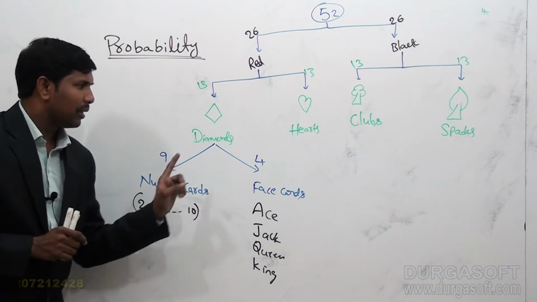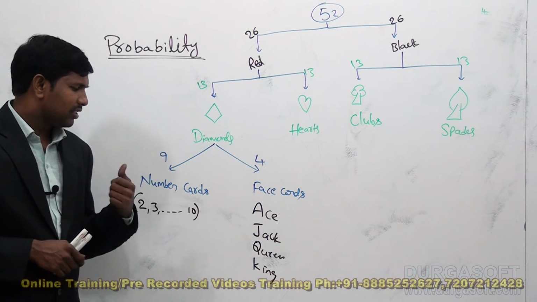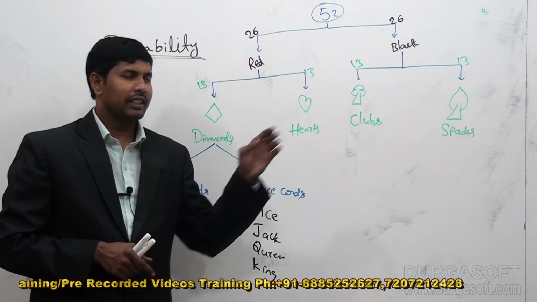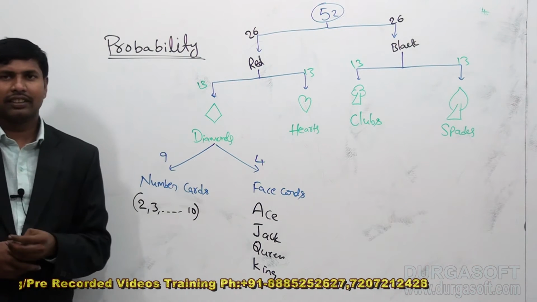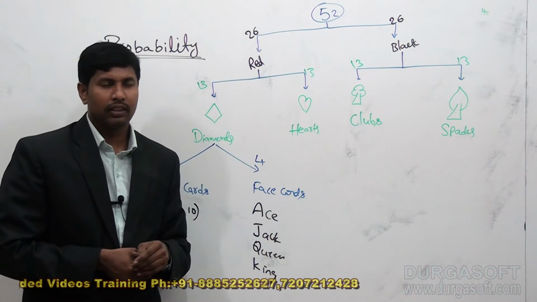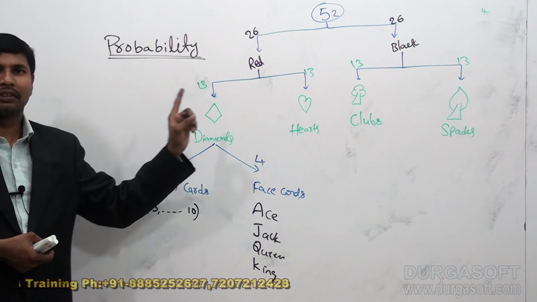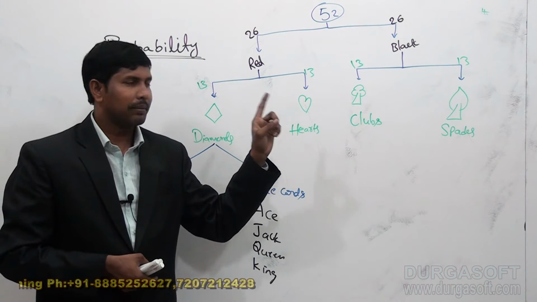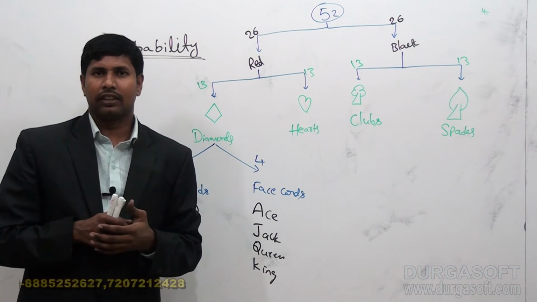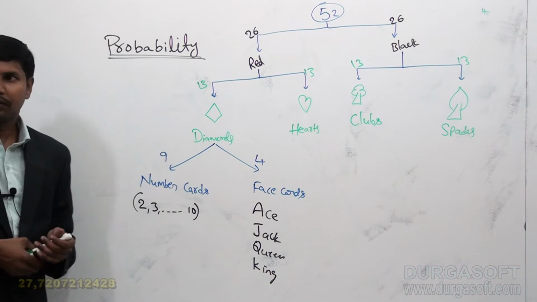Each and every card will be repeated 4 times, once in each type, because we have 4 different types. So not only ace, jack or king, even if you consider, suppose, number 5, it will be repeated 4 times, once in each type. So the important points to understand are: totally 52 cards, 26 red and 26 black. Out of the red we have 2 types, diamonds and hearts, and in black we have 2 types, clubs and spades. In each type again we have 2 groups, number cards and face cards, so that each card is repeated 4 times. So in this way we can understand.